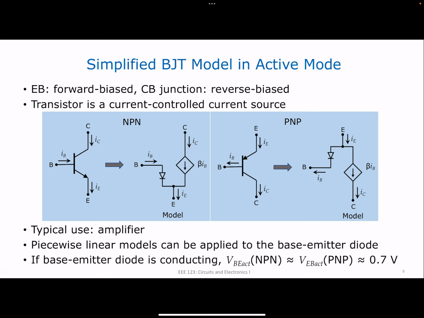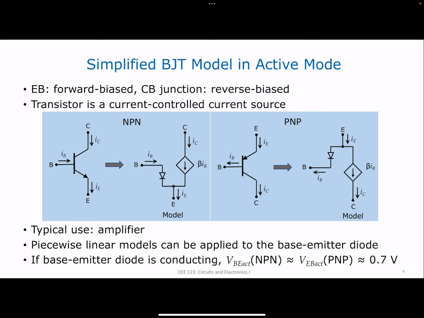How do you solve for IB? Well, you can use the piecewise linear model of the base emitter diode. You can apply the piecewise linear models to the base emitter diode so that you can compute for IB. And once you've computed for that, automatically you will also now know what IC is. So this is for an NPN.